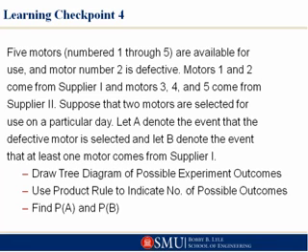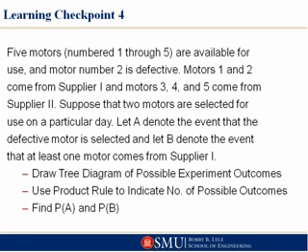So first, draw a tree diagram of all the possible experiment outcomes. Again, 5 motors are available for use, and suppose 2 motors are selected for use on a particular day. So you're picking the first motor, then you're going to pick another motor. On each of those, you're drawing a tree diagram associated with that picking.